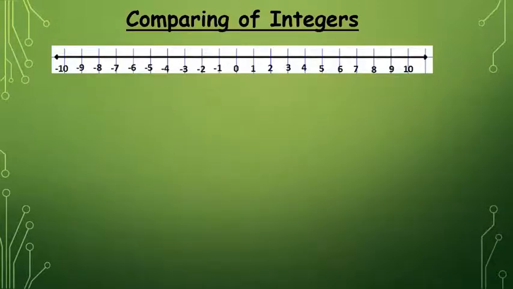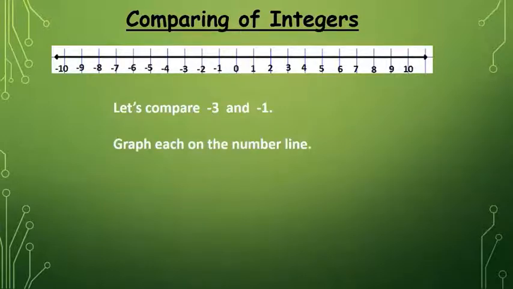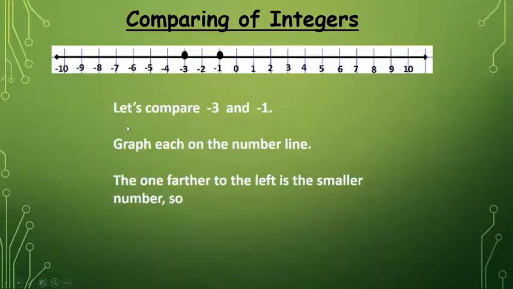Now we will learn comparing of integers. Let's compare -3 and -1. First, you have to graph each on the number line. -3 and -1. The one farther to the left is the smaller number. So, -3 is smaller than -1. Or we can also say that -1 is greater than -3.